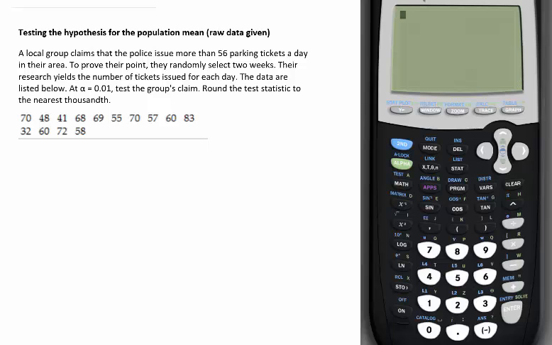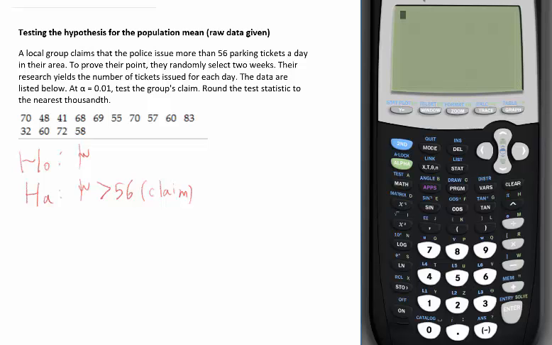So first of all, you have to state the null and the alternative hypotheses. So H0 and then HA. It's about the mean. What is the group saying? The group is saying that the police issue more than 56. So more than 56 will be in the alternative. The alternative must have greater than, less than, or not equal to. So this will fall in the alternative, and this is where the claim is.